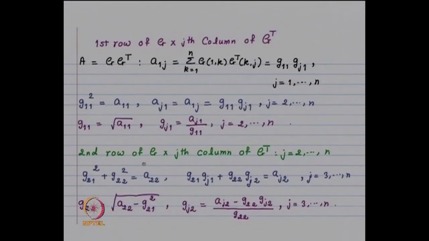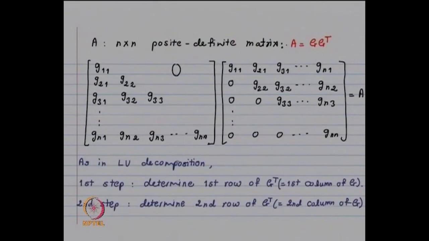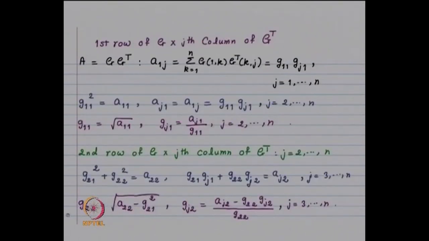Now, second row of G into jth column of G transpose. In the second row of G, you have got only two entries. In the first row, there was only one non-zero entry. Now, there are possibly two non-zero entries. So, the summation will be G 2 1 square plus G 2 2 square is equal to A 2 2, and then you will have G 2 1 G j 1 plus G 2 2 G j 2 equal to A 2 j for j is equal to 3 up to n.